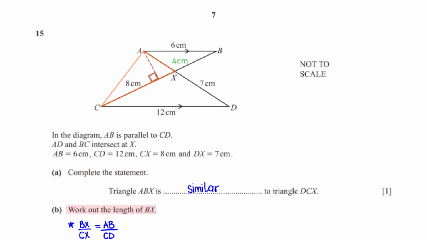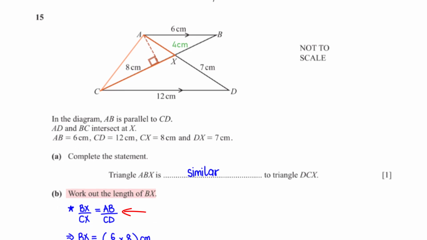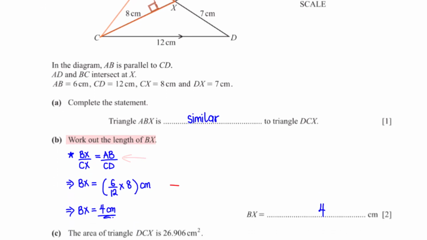Work out the length of BX. By comparing the corresponding lengths of the triangles, we have BX over CX equals AB over CD. When we substitute the values of AB, CD, and CX into the equation and make BX the subject, we get 4 centimeters.